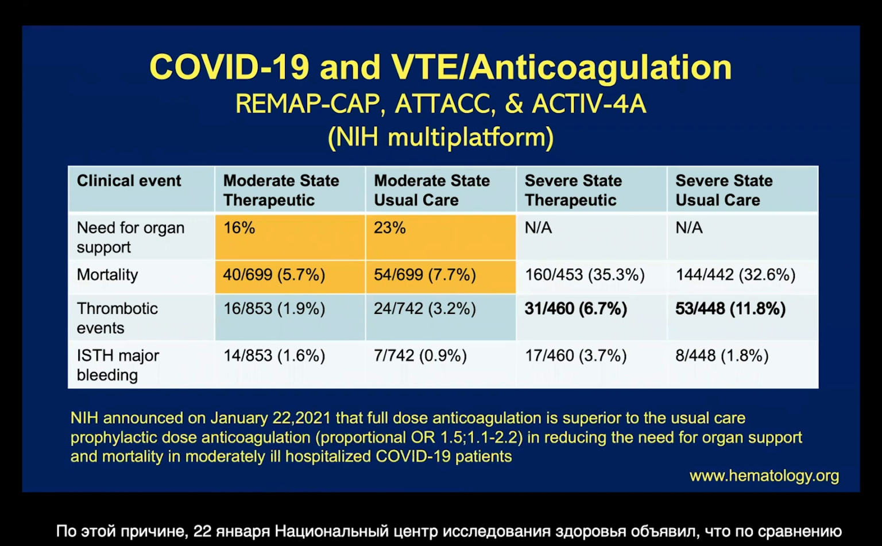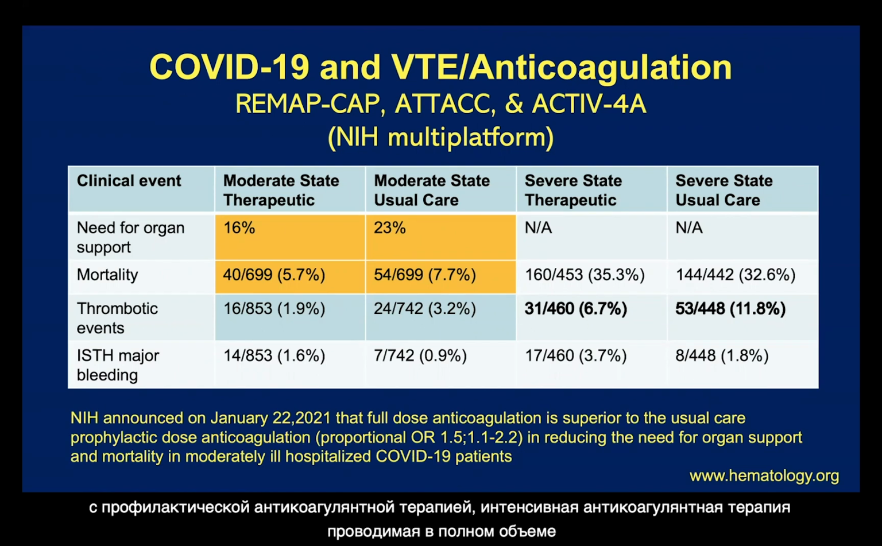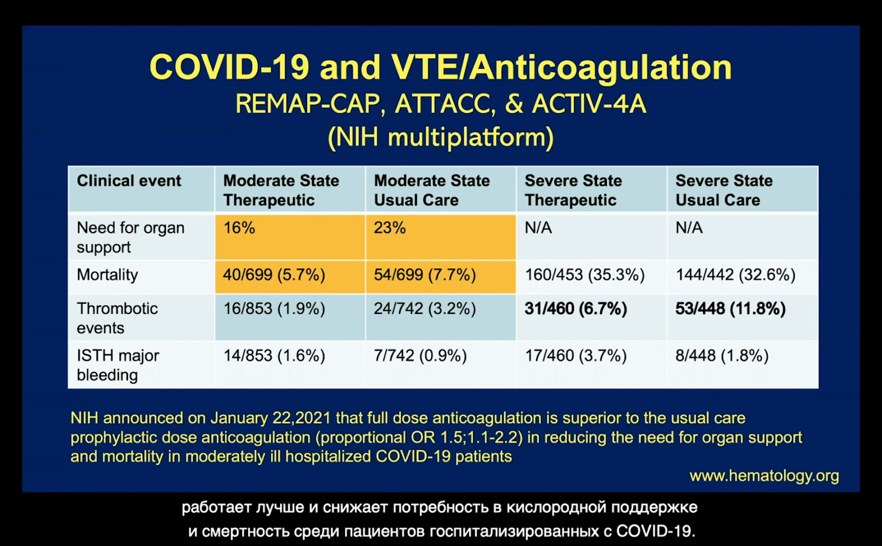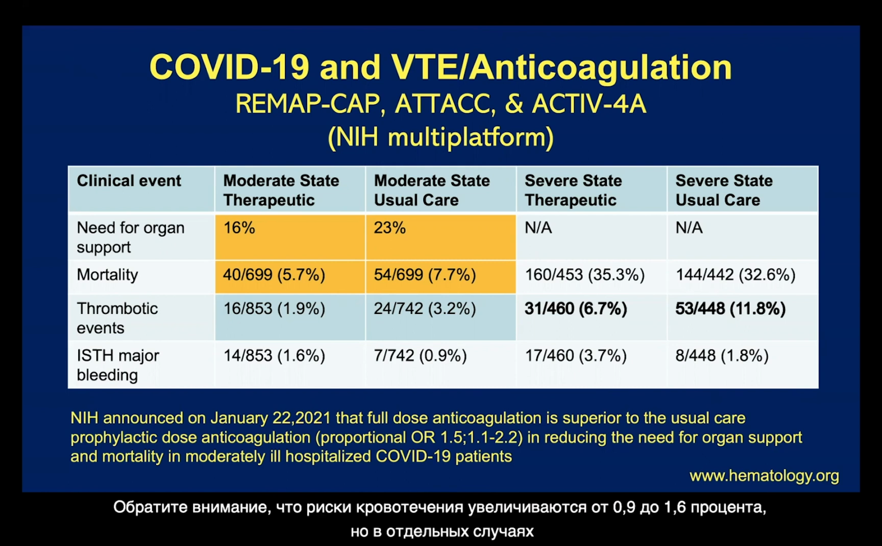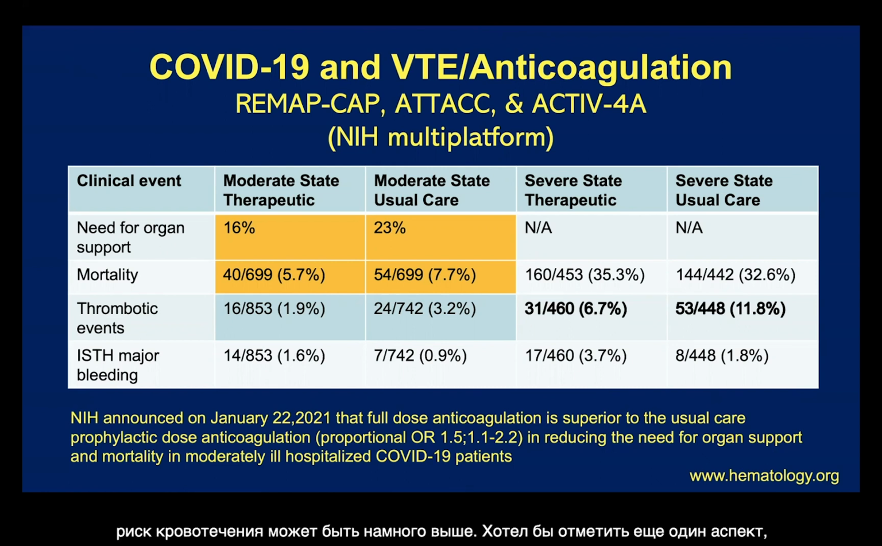And for that reason, the NIH announced on January 22nd that full dose anticoagulation is superior to the usual care prophylactic dose anticoagulation in reducing the need for oxygen support and mortality in moderately ill hospitalized COVID-19 patients. And I would add to that, if you do Caprini scores on all of these moderate risk patients, you'll very quickly find out who really are the best candidates to increase the anticoagulation and put up with that increased incidence of bleeding. Notice that it only goes from 0.9 to 1.6%, but in individual cases, the bleeding can be much higher.